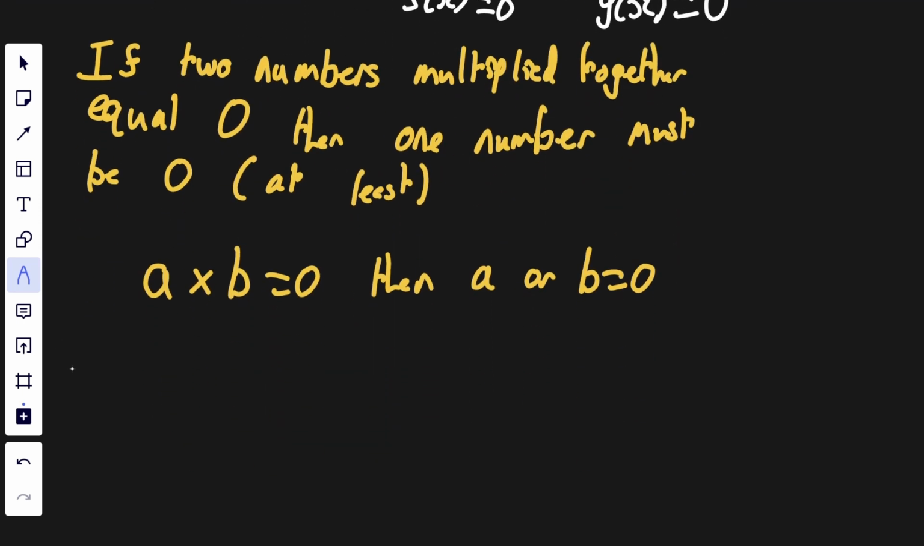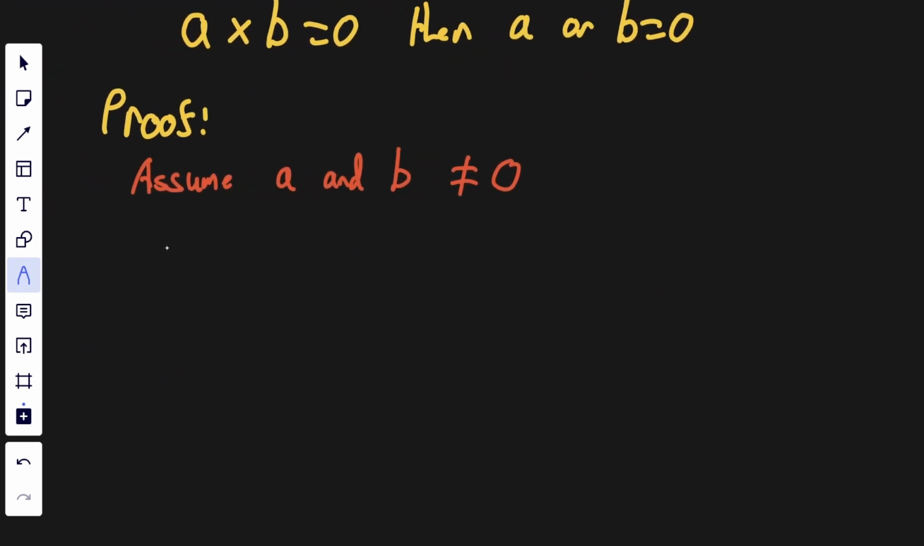Let's have a look at a proof of this. What I'm going to do is assume a and b do not equal 0. An equal sign with a slash through it just means they don't equal. We have that a times b equals 0. That was our statement at the top. This is what we've assumed is true. Now, because a and b are not equal to 0, I can divide by them.